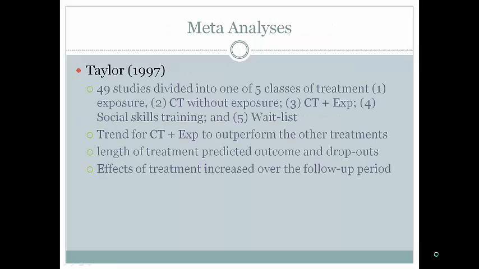So some of the meta-analyses that have been conducted looking at the effectiveness of some of these interventions, they divided 49 studies into 5 classes of treatment. One was exposure-based, two was cognitive therapy without exposure, three was cognitive therapy plus exposure, four was social skills training, and five was a waitlist control.